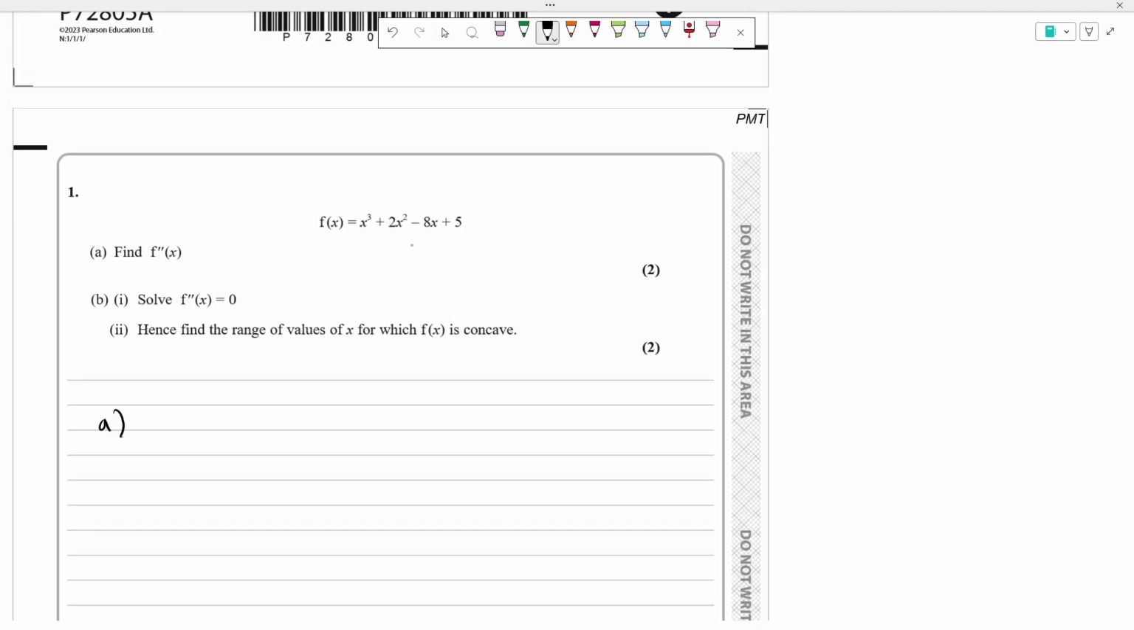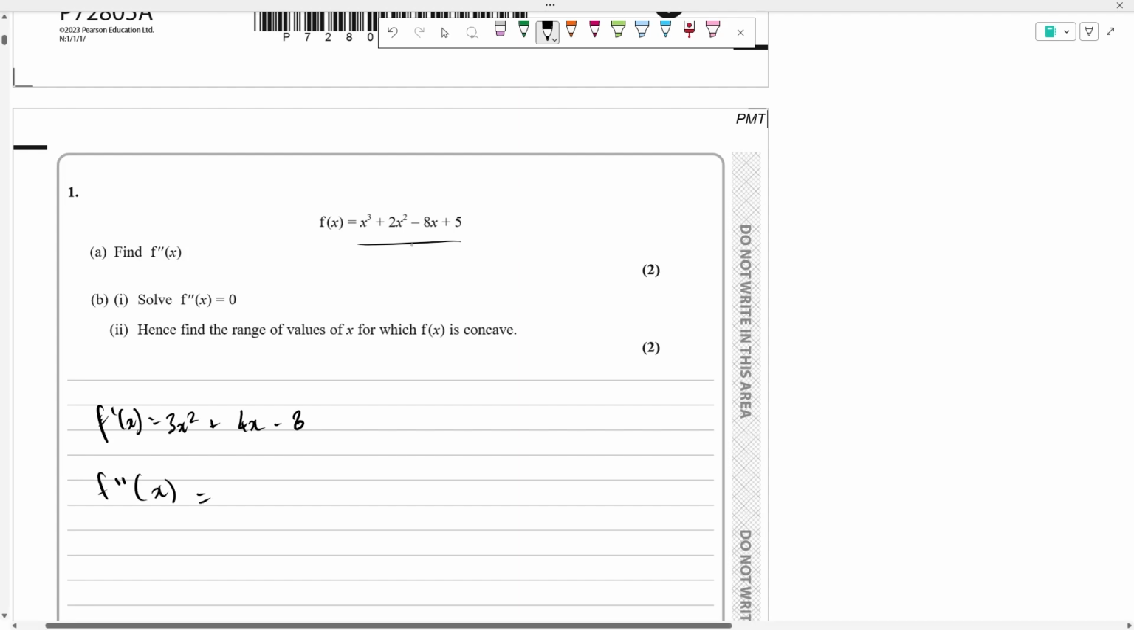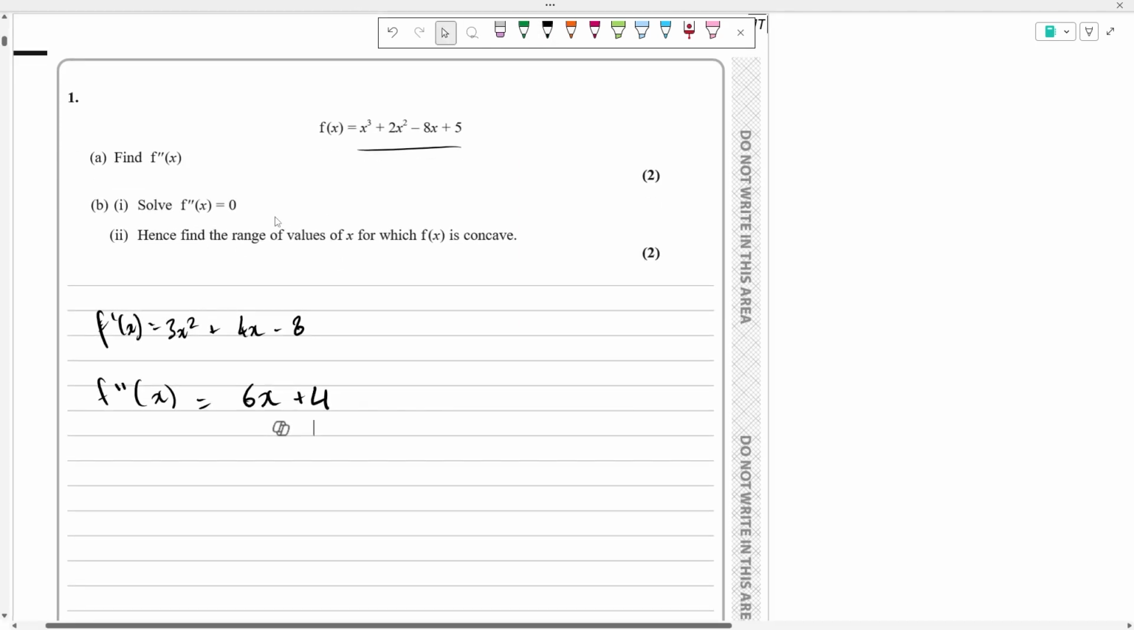Well, to work out the first derivative, this is just going to be equal to 3x squared plus 4x minus 8. Okay, and then I should probably write f prime x is equal to this. Therefore, f prime prime x, or our second derivative, would be this expression differentiated again, so that'd be 6x plus 4. Perfect.